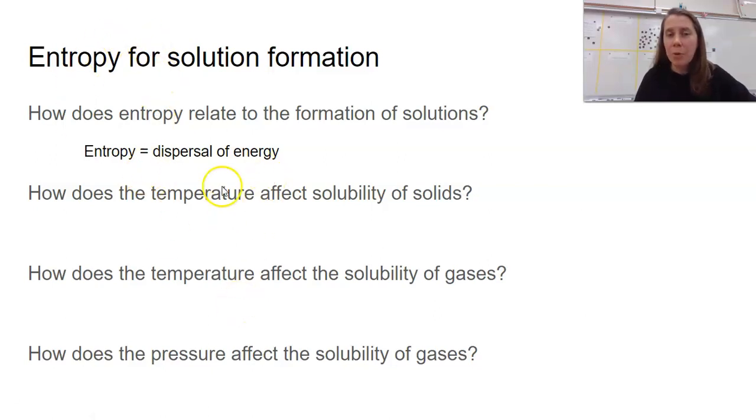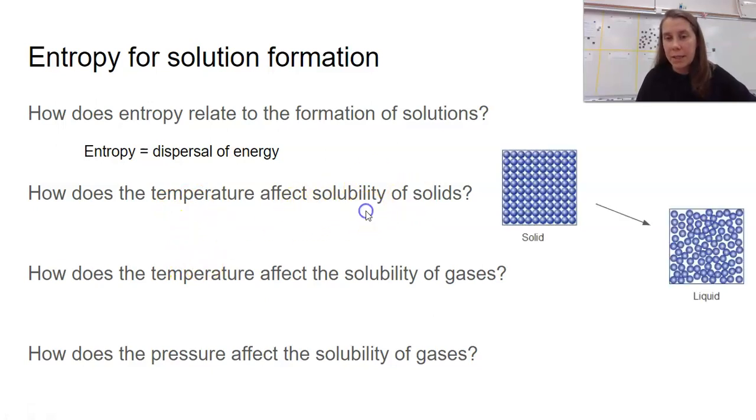As temperature goes up, we favor the entropy even more. As things get warmer, the system wants to disperse its energy more and more. If you think about this in terms of kinetic molecular theory, as we warm things up, things move more, and if they're moving more, then the energy can be more dispersed. That now means that we have a temperature dependence of our solubility.